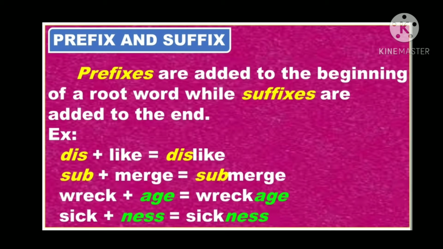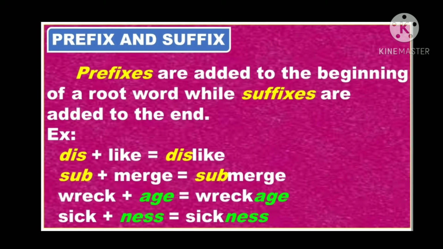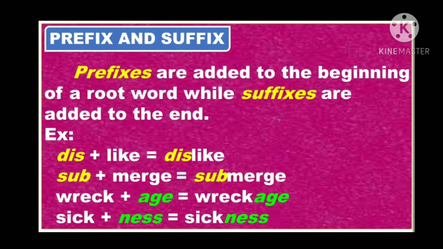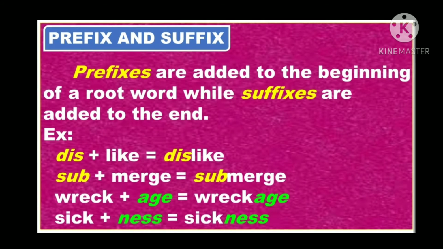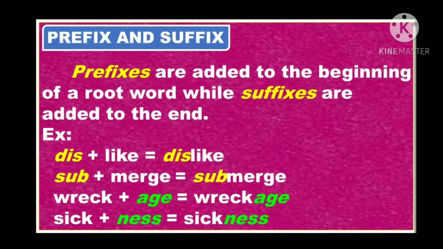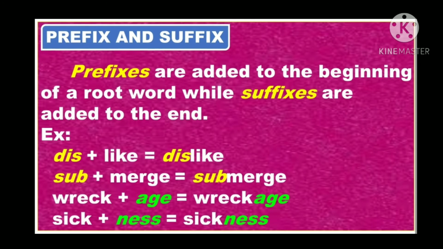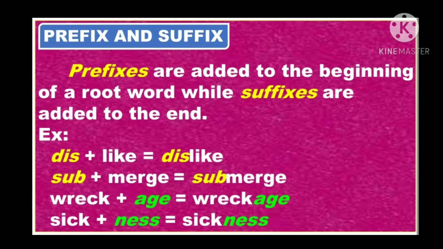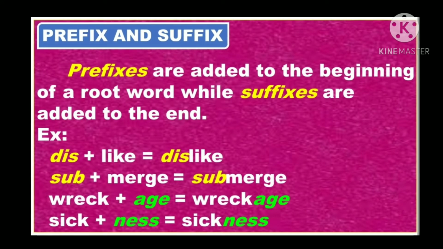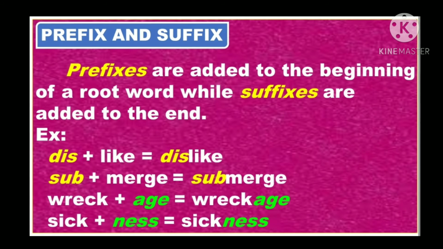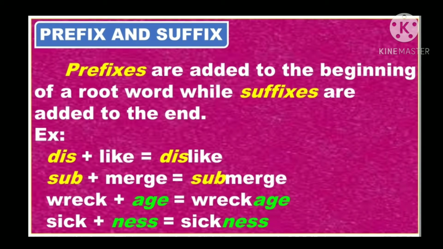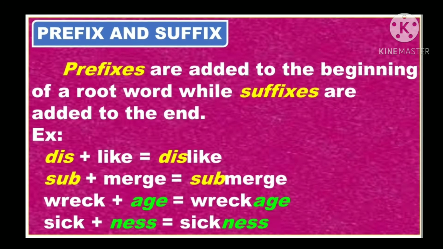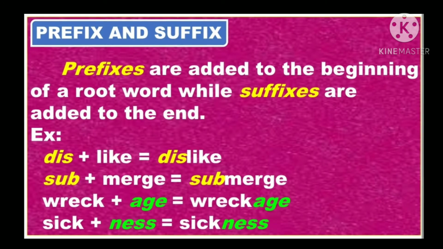Prefixes are added to the beginning of a root word, while suffixes are added to the end of the word. Look at the example. Dis plus like, dislike. Sub plus merge, submerge. So here, like and merge are the root words. So we are adding dis and sub before the root word, so that we are getting dislike and submerge. So that is the examples of prefixes.